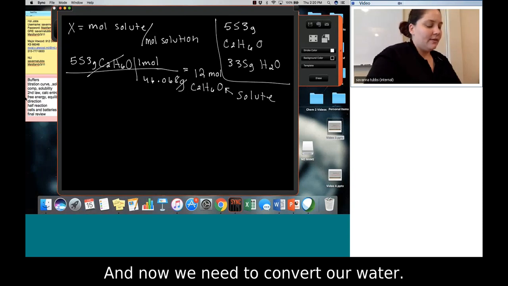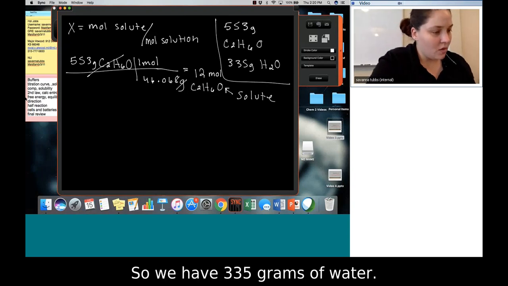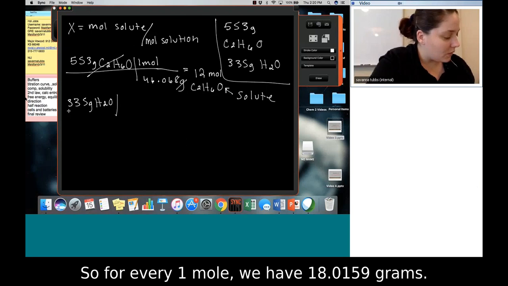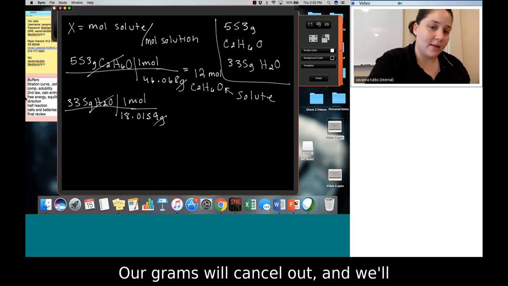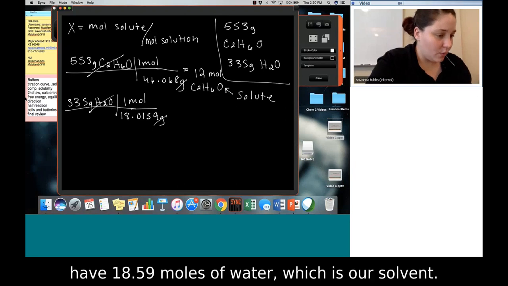And now we need to convert our water. So we have 335 grams of water. So for every 1 mole, we have 18.0159 grams. Our grams will cancel out, and we'll have 18.59 moles of water, which is our solvent.